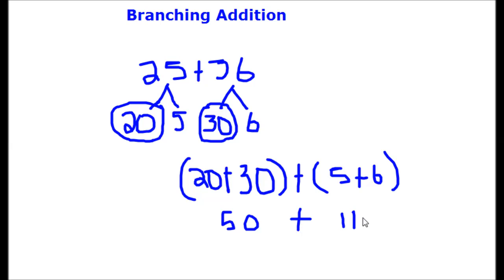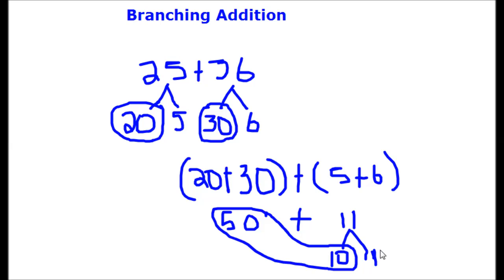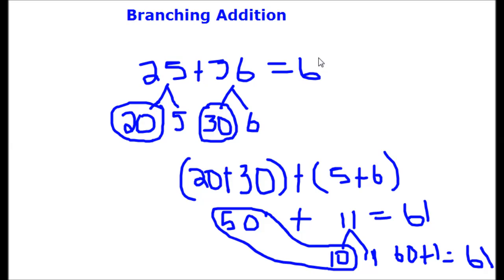Now, if we wanted to, we could break the second number some more because it's a double digit. We could make this into 10 and 1, because there's one 10 and one 1. Then we would add the tens together, which would give us 60, and the 1 plus 1 equals 61. Or we can just take it from the top here where we have the 50 and the 11. We can make that 61. So 25 plus 36 is equal to 61.